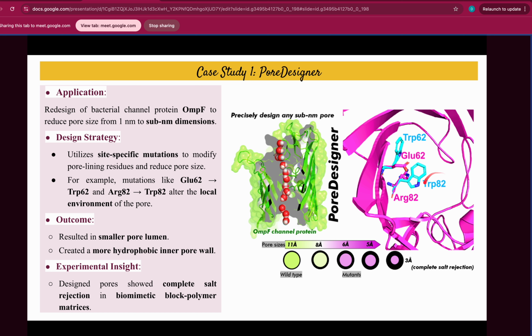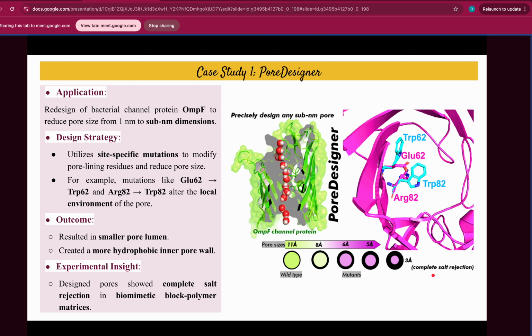As we all know, tryptophan is one of the amino acids which is the biggest among all such amino acids, and this is also highly hydrophobic. So with the mutation of this amino acid, this will make this protein channel hydrophobic, and this will reduce the pore size. With the help of the Pore Designer tool, this particular OMPF was studied and the mutation was done, and later on it was also experimentally verified that it leads to a reduction in the pore size.